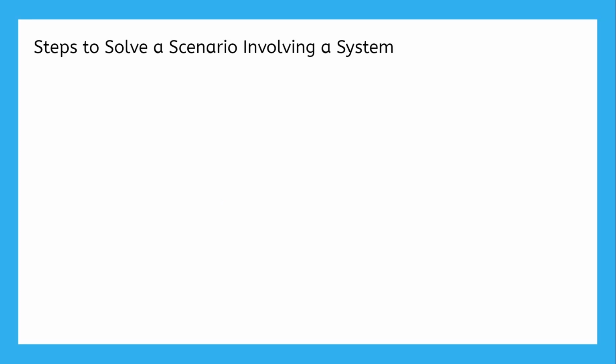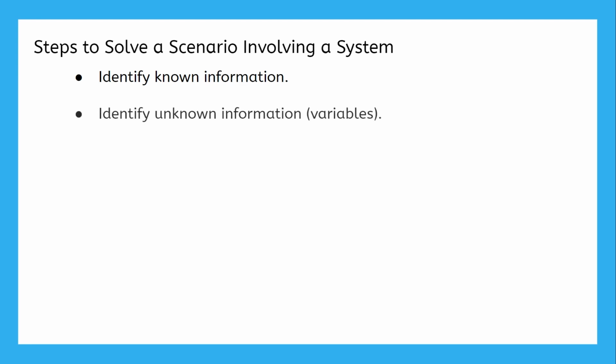When solving scenario or word problems that involve systems, the first thing that you should always do is read the problem and identify all the information that you've been given. At that point, you should be able to recognize what necessary information is missing. That missing information will be your variables.